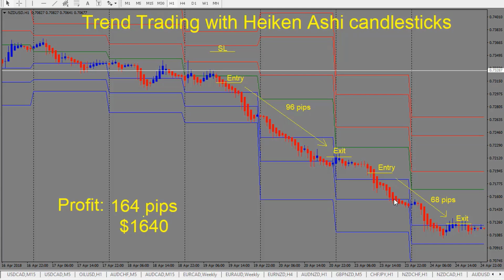And then again, we stay with the trade for as long as price is red here. We are seeing red candlesticks. And then as we can see here, we see two blue candlesticks. So now the second candlestick here is a solid blue candlestick. So we can exit the trade again. So from entry to exit here, we get 68 pips in the trade. So between the two trades here, we get 164 pips or $1,640 if trading one standard lot.